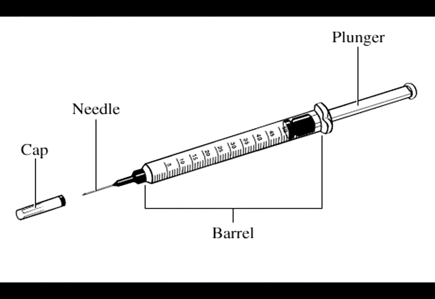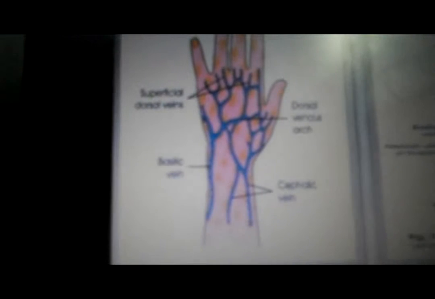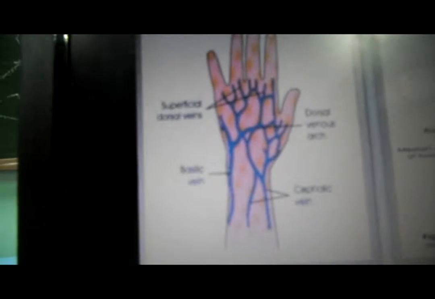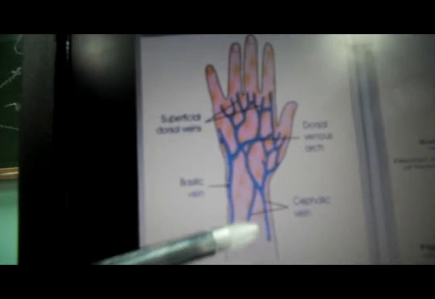Okay, class, so this is the parts of your syringe. First, we have the plunger. And second, we have the barrel. And third, the needle and the cap. So the most common veins for the injection site are the basilic vein and the cephalic vein.